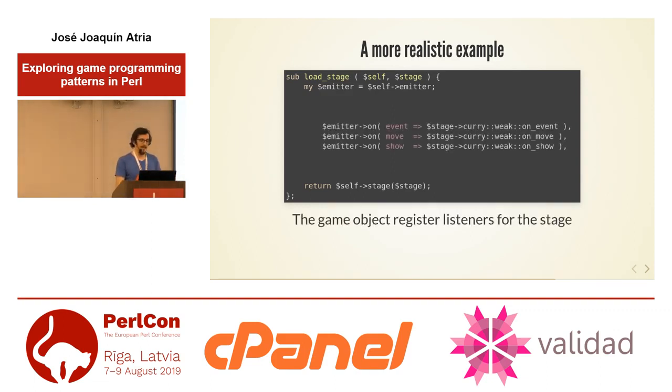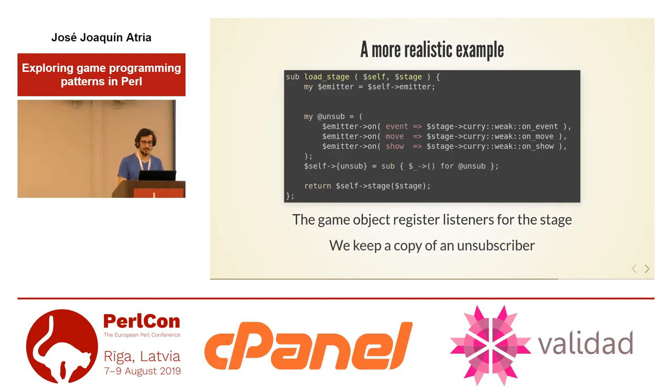So you basically take the stage, and the stage has a bunch of handlers itself. So you connect them over to the event source. You collect all of those unsubscribers into something that you can keep for later, and then if it exists, you unsubscribe the previous one and load in the next one.